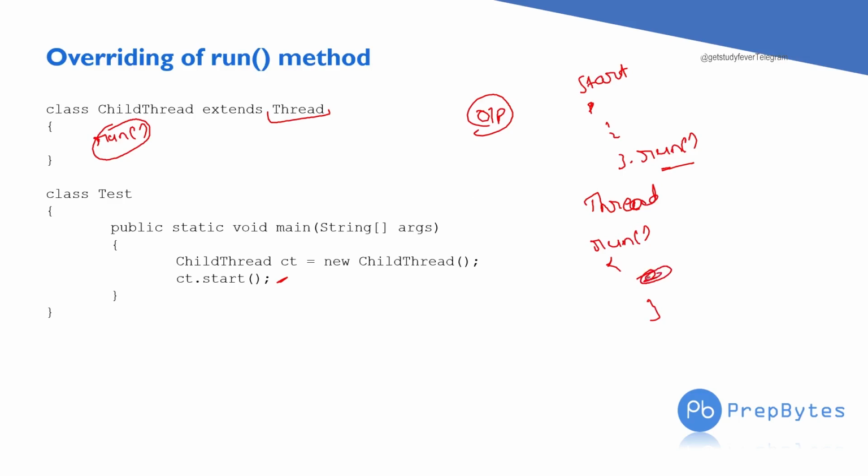There are no lines of code here, so the output will be nothing. The run method will execute, but there are no lines of code to execute, so it will not print anything. This is the case if we are not overriding the run method.